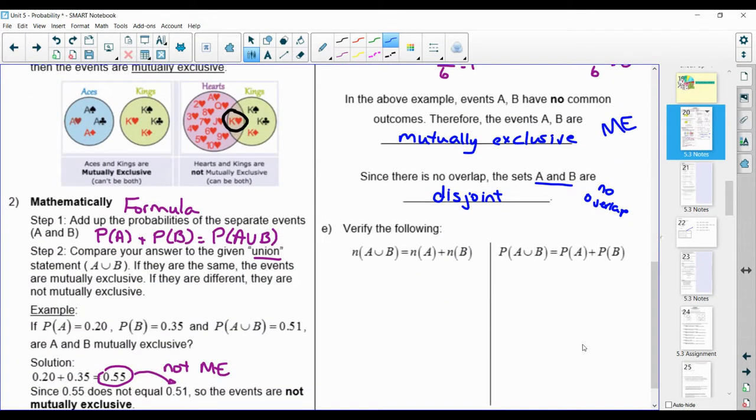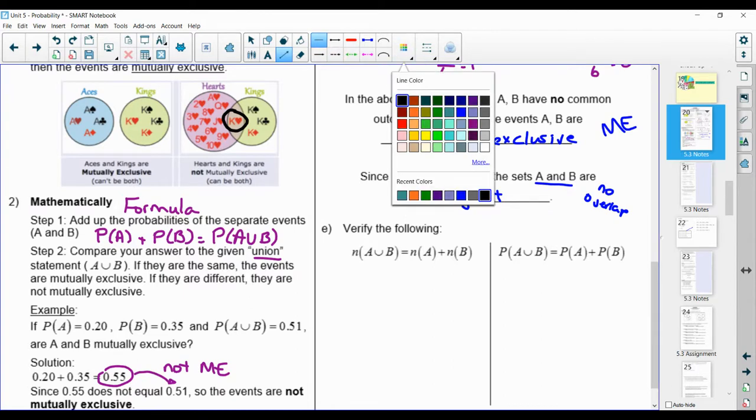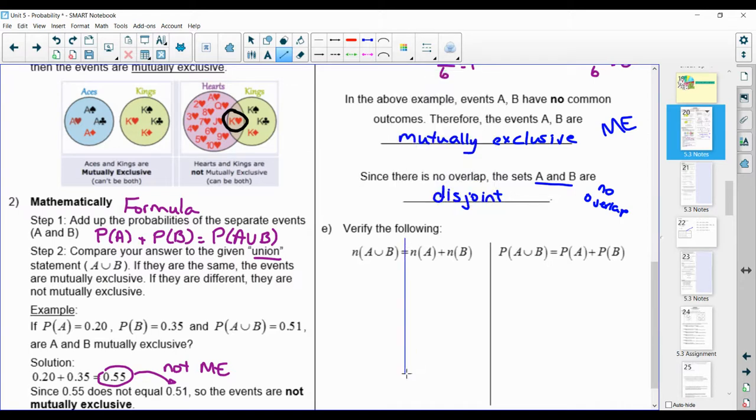Now, we can verify this using a formula. When we're doing this, we can use left side, right side. So we can draw a line down the center. Do the same over here. Using left side, right side, what's on the left side of the equation and what's on the right side of the equation. The number of elements in A or B is 6. The number of elements in A was 3, plus the number of elements in B was 3.